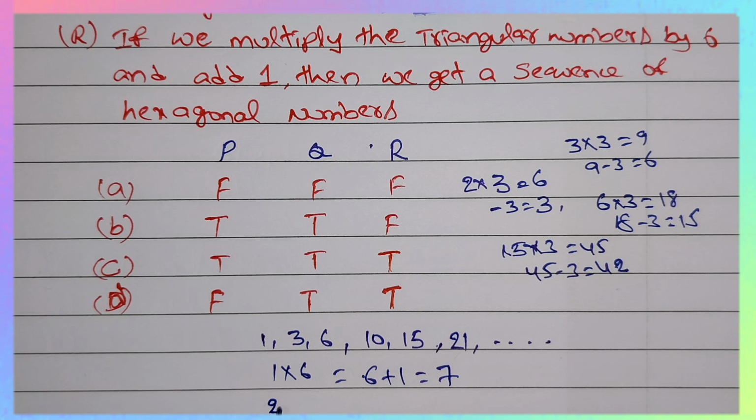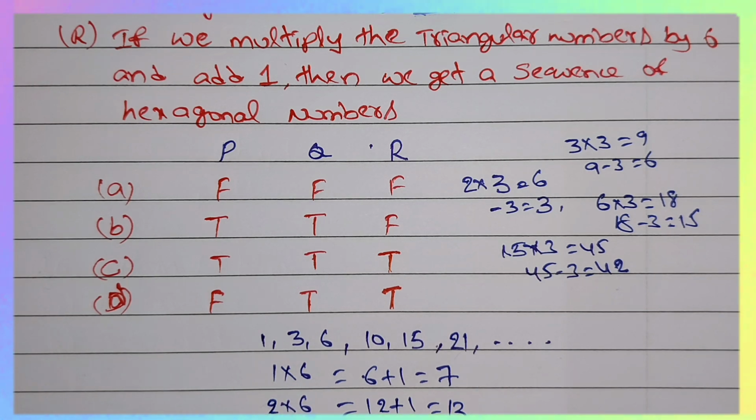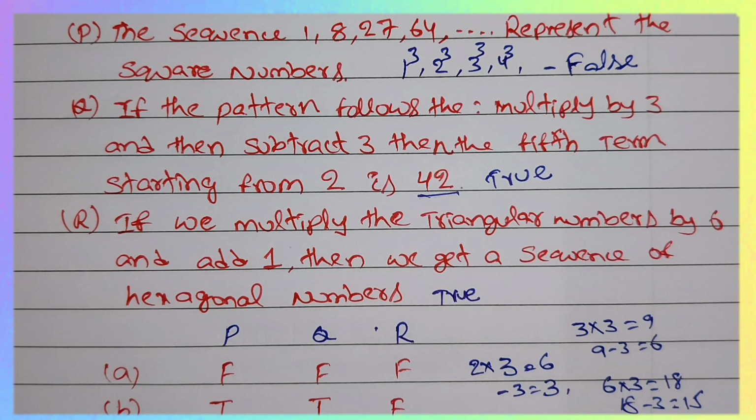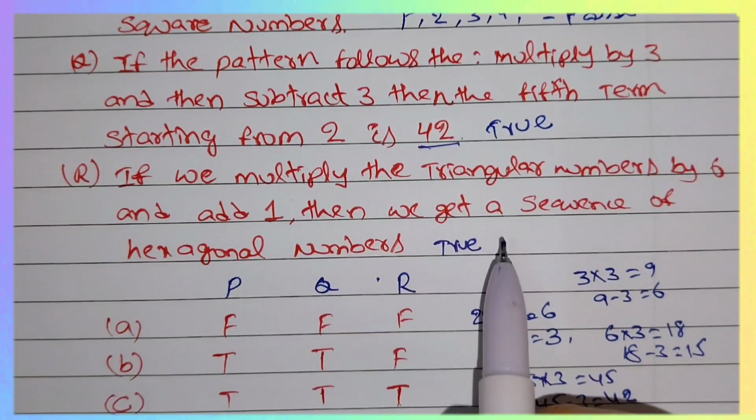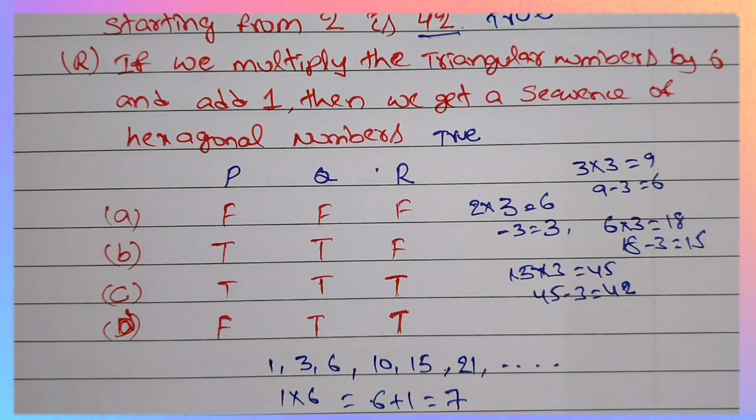Triangular numbers are 1, 3, 6, 10, 15, 21 and so on. They said that first we have to multiply it by 6 and add 1. So 1 times 6 is 6, and add 1. 6 plus 1 is 7. Next, 3 times 6 is 18. 18 plus 1 is 19. So we got hexagonal numbers. This is also true. The option D is correct.